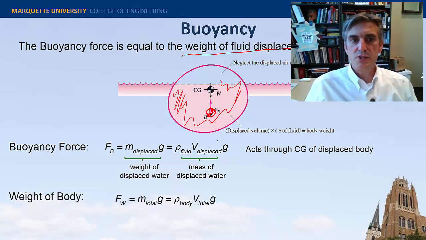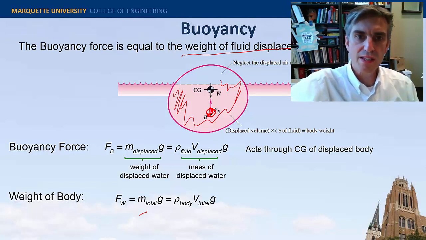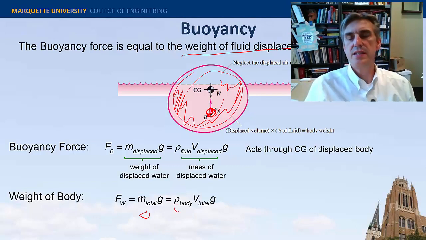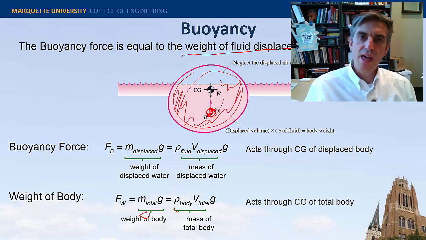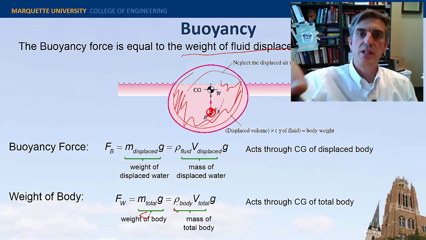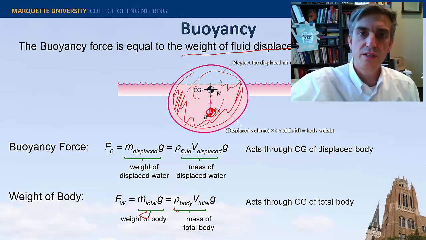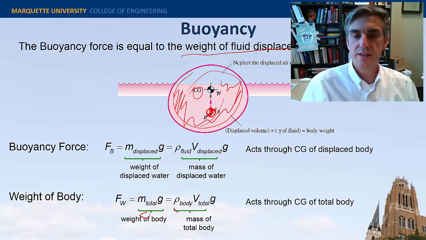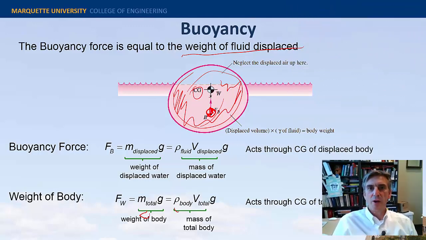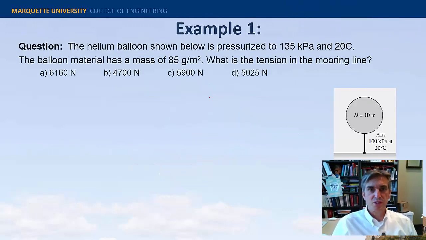Now this is in contrast to the weight of the body, which is the total mass of this body here, times gravity, or the density of the body times the total volume. And of course, that acts through the CG of the total body. So there's the center of gravity and the weight, the vector there. So this was theorized by Archimedes, 1,500 plus years ago. Let's use this to solve this simple problem.